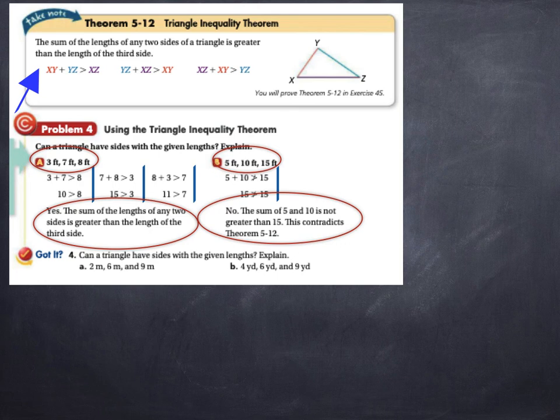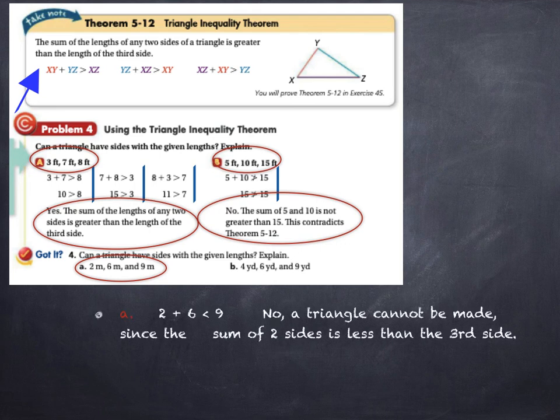The sum of 5 and 10 is not greater than 15, and it contradicts theorem 5-12. So, Got It 4: Can a triangle have sides with a given length? Explain. The first one: 2 meters, 6 meters, and 9 meters. Let's apply the triangle inequality theorem.